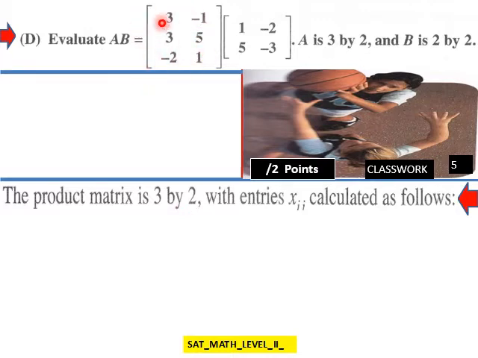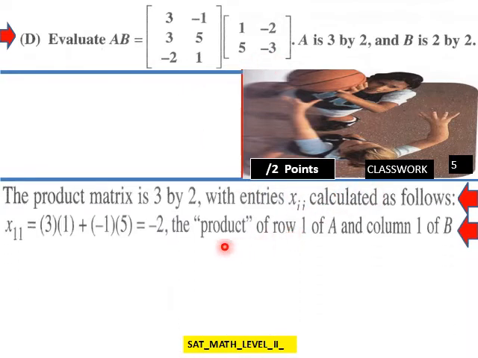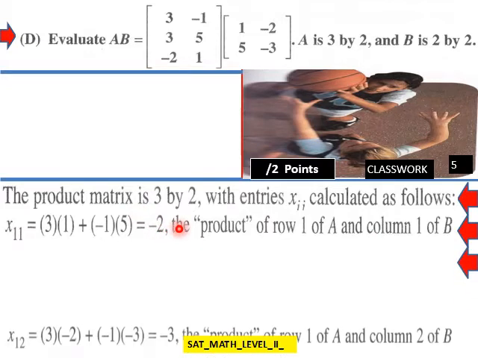They're calling this the product matrix with entries of x_ij. So we're going to multiply row 1 times column 1, and then row 1 times column 2, and we calculate it as follows. So x11 would be 3 times 1, and then negative 1 times 5. This row by this column will give us negative 2. The product of row 1 of A and column 1 of B would be negative 2.